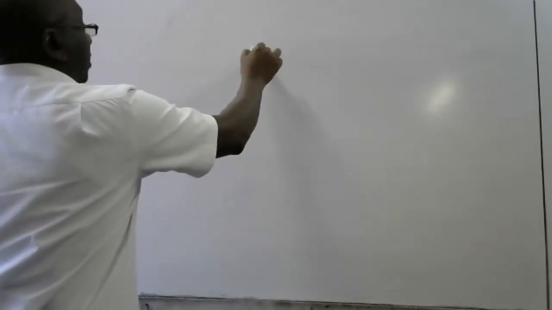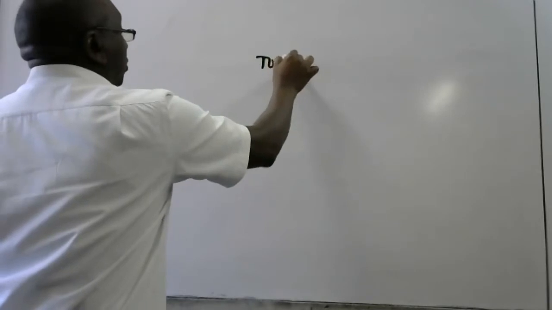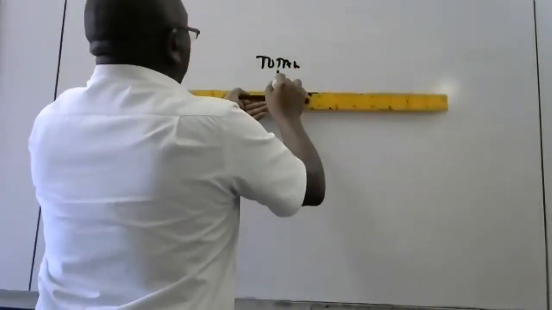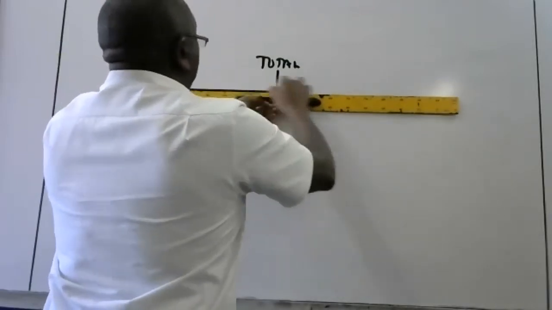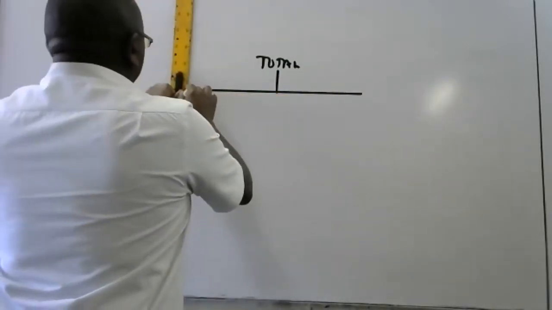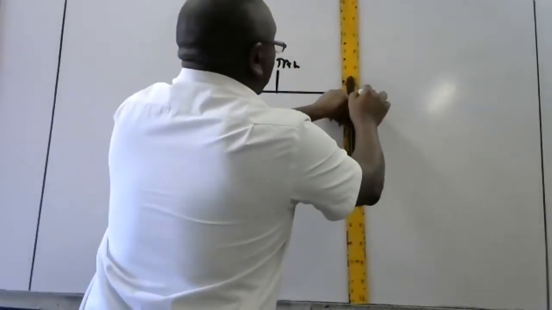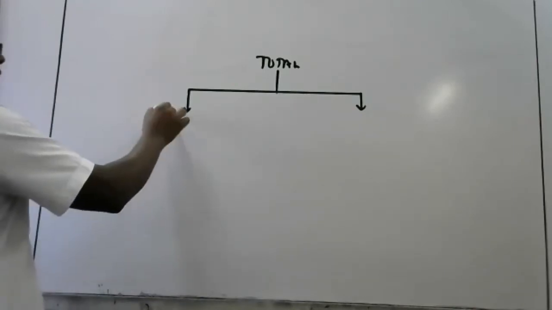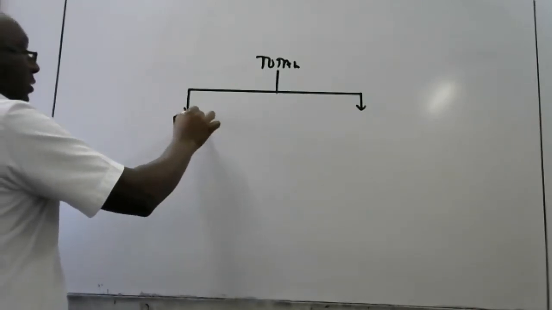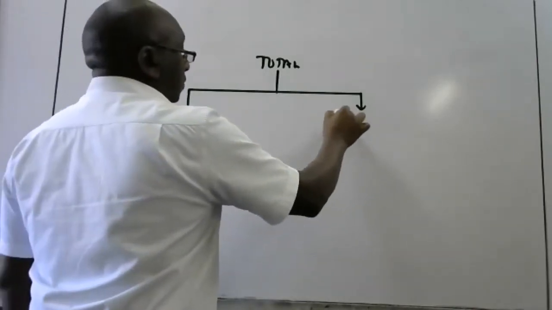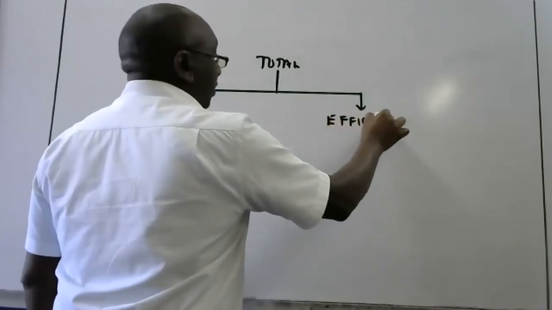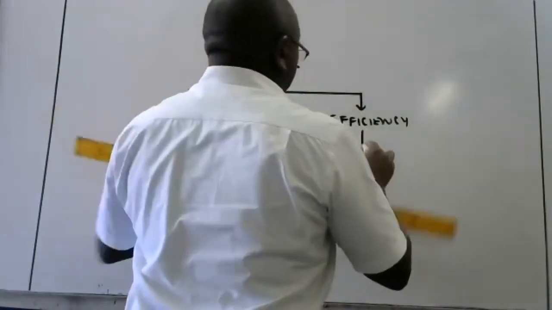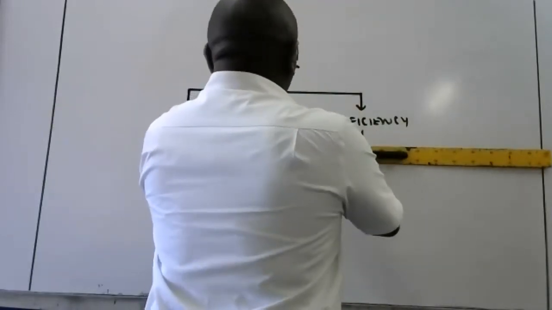You have written direct labor cost variances. Okay, let's start with the structure. Structure starts with total. Total is divided into 2. We have rates, efficiency, then this is divided into 2.